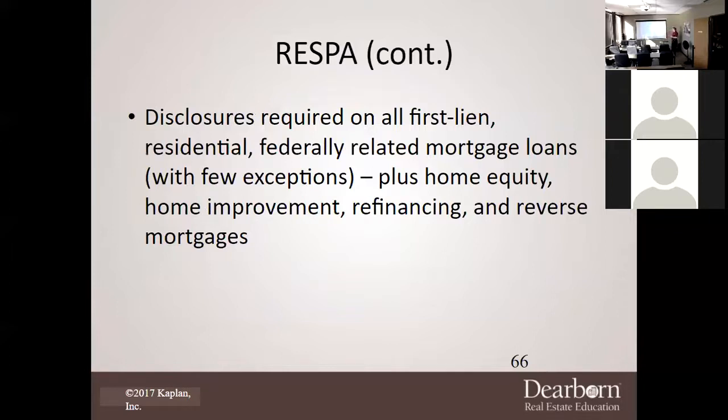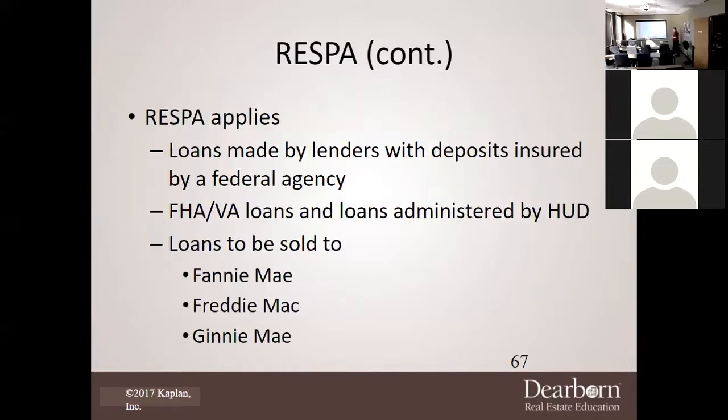Disclosures are also required on all first liens, residential, federally related mortgage loans, with a few exceptions, plus home equity, home improvement, refinancing, and reverse mortgages. Okay, so any of these types of loans, RESPA applies to. But in some of these situations, if it doesn't apply, then can you have kickbacks? Yeah, because this only applies to these types of loans. Okay.